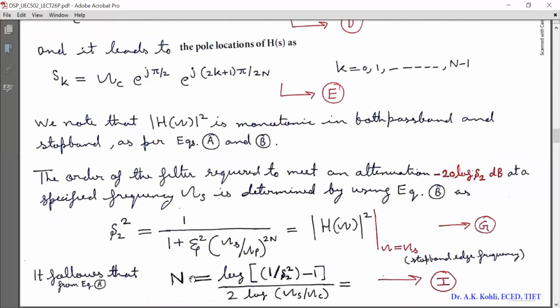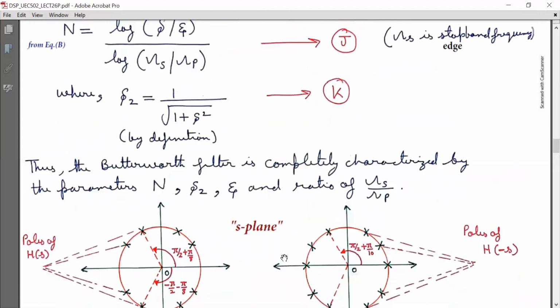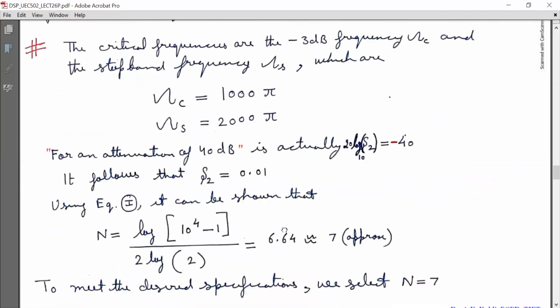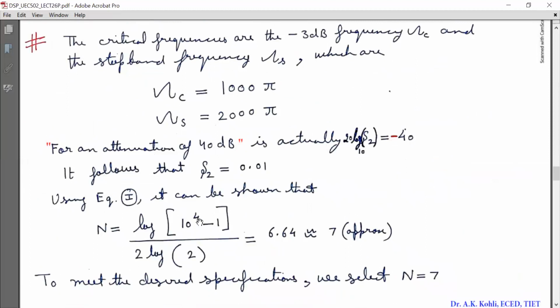This is equation I. N is equal to log of bracket 1 by delta 2 square minus 1, divided by 2 log of omega s by omega c. So I will use this equation. N is equal to log of bracket 10 to the power 4 minus 1, divided by 2 log 2. That will give me 6.64, which is approximately equal to 7. So to meet the desired specifications, we select N is equal to 7.